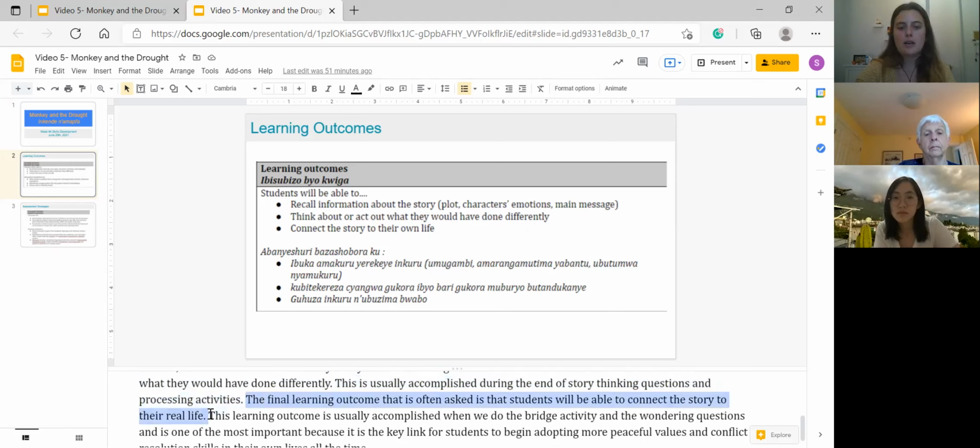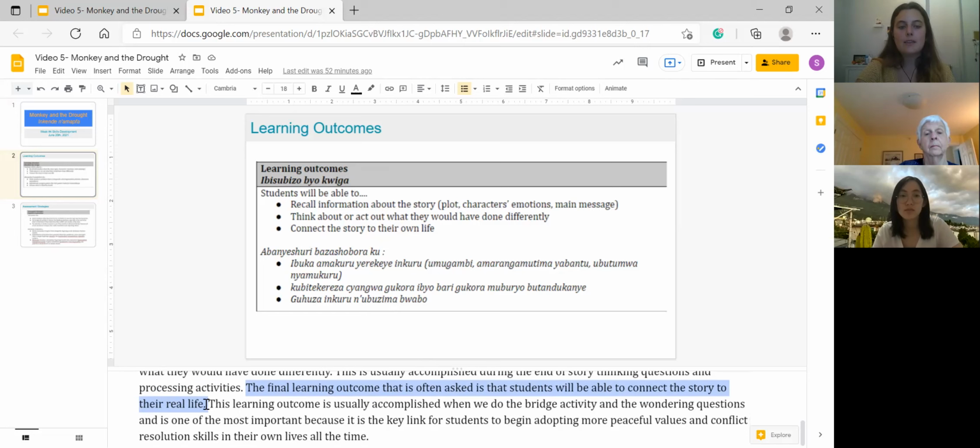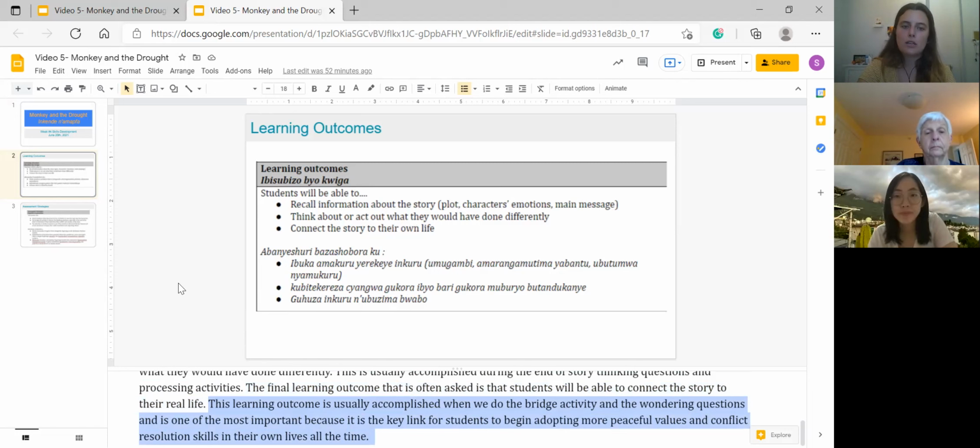And the final learning outcome that is often asked is that students will be able to connect the story to their own life. This learning outcome is usually accomplished when we do the bridge activity at the beginning and the wondering questions at the end of the story. I would say this one is probably the most important, connecting to their own life, because it's the key link for students to begin adopting more peaceful values and conflict resolution skills in their own lives all the time. So Sally or Jingran, did you want to add anything for learning outcomes?